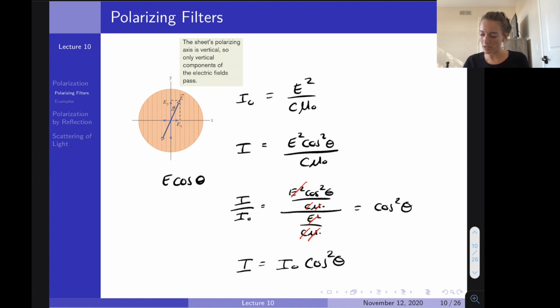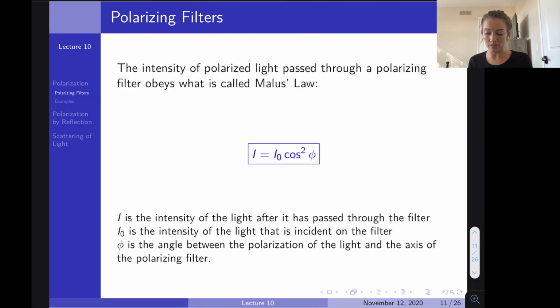So now I have an equation that says whatever my original intensity is, multiply it by the cosine squared of the angle between the electric field vector and the polarizing direction, basically. And that will give me the intensity of the light that passes through that filter. Okay, so I just rewrote that here.